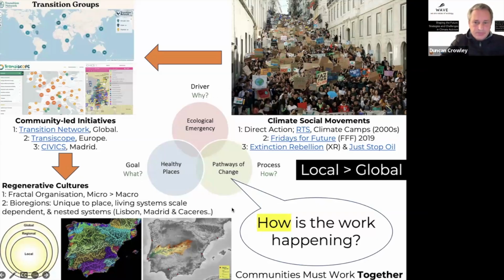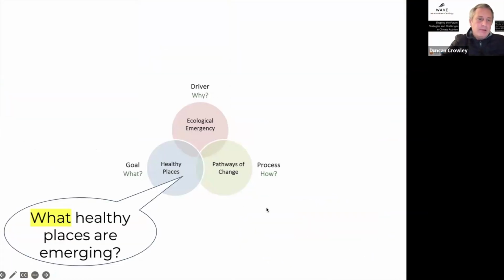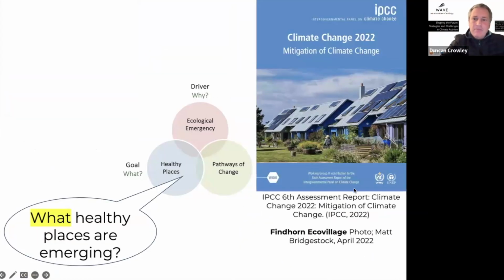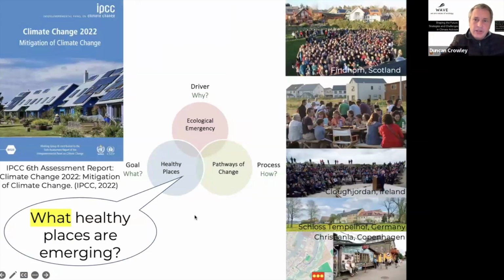So from that then, what healthy places are emerging? Well, the IPCC report a few years ago, which focused on solutions, had this image in 2022, and this was of Findhorn Eco Village in Scotland. Part of my research has been living, working, and doing projects with some of the different eco villages. And they're just one example of communities who've taken action to try to create communities that shift away from the main dominant system at present.